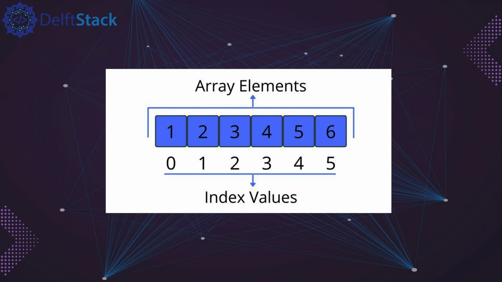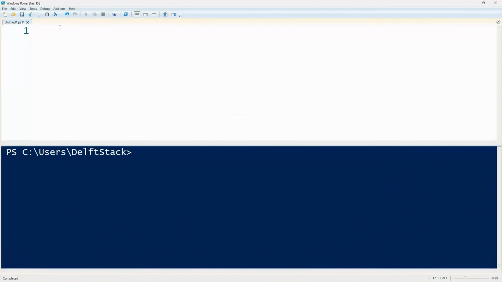Think of it as a container that holds multiple values. These values can be of the same type or completely different. Creating an array in PowerShell is super simple. Just assign multiple values to a variable and separate them with commas. Remember, counting starts at 0.